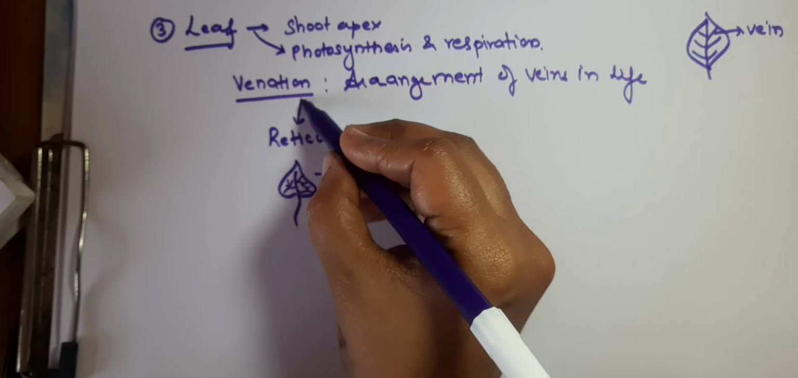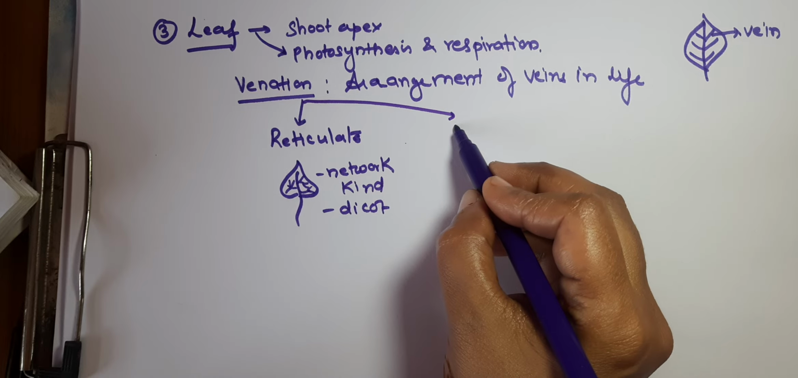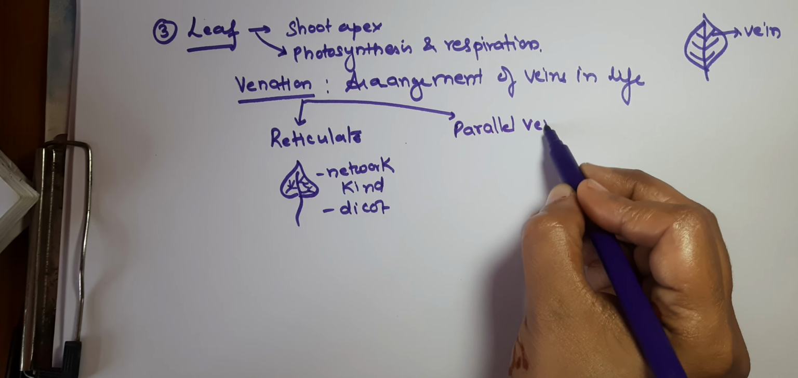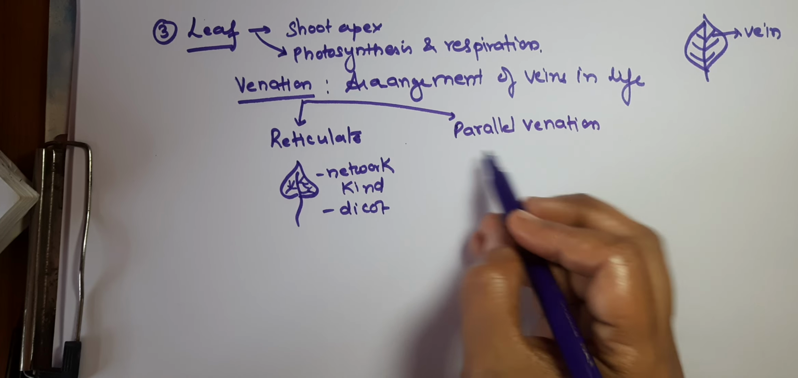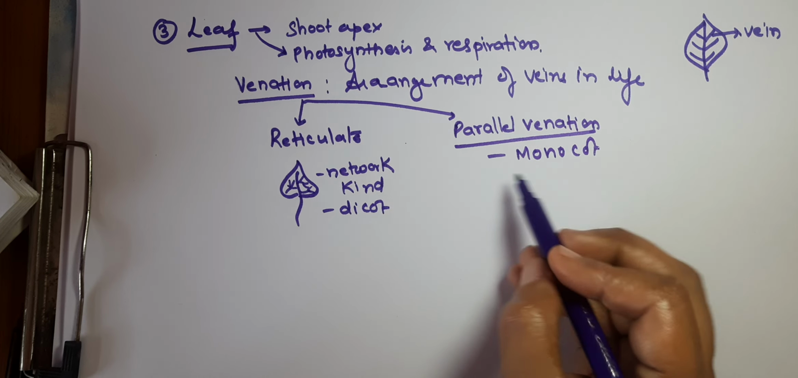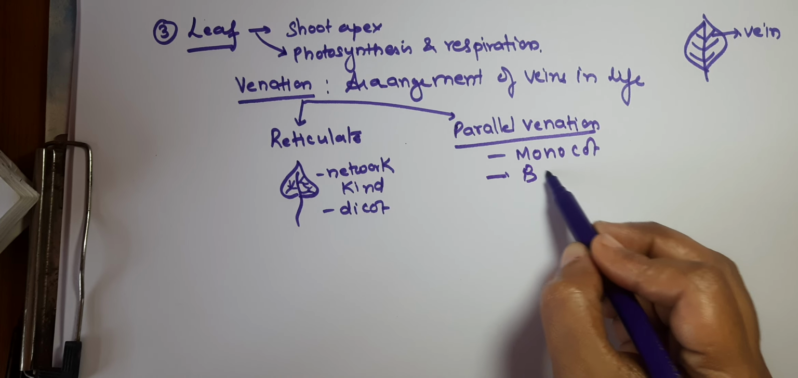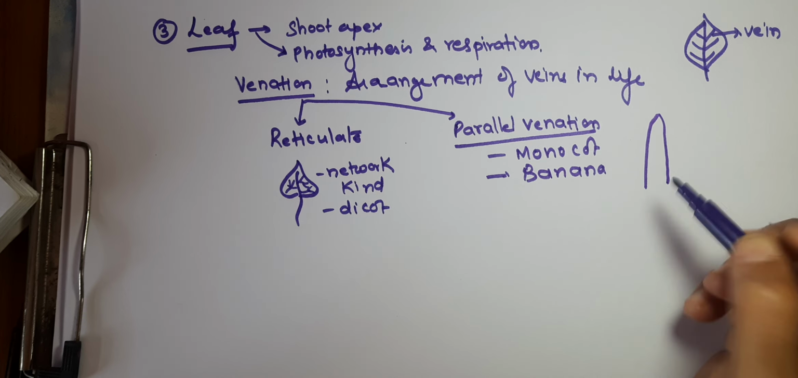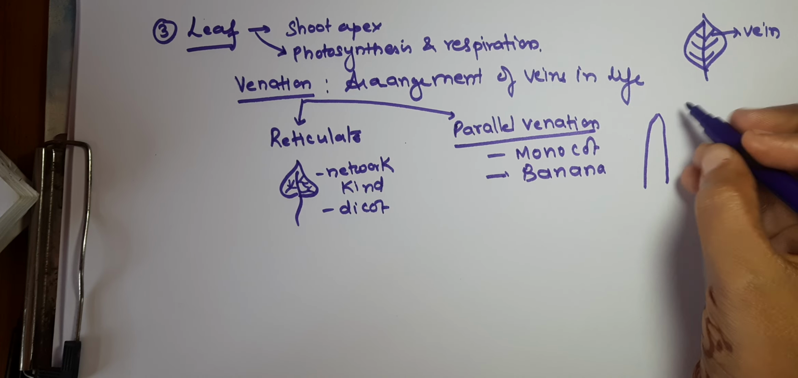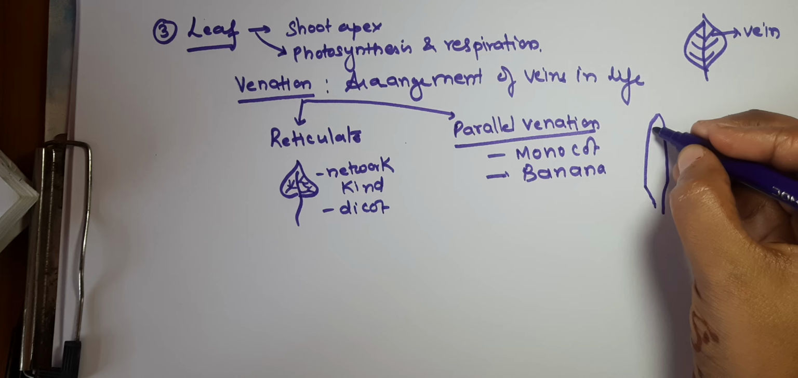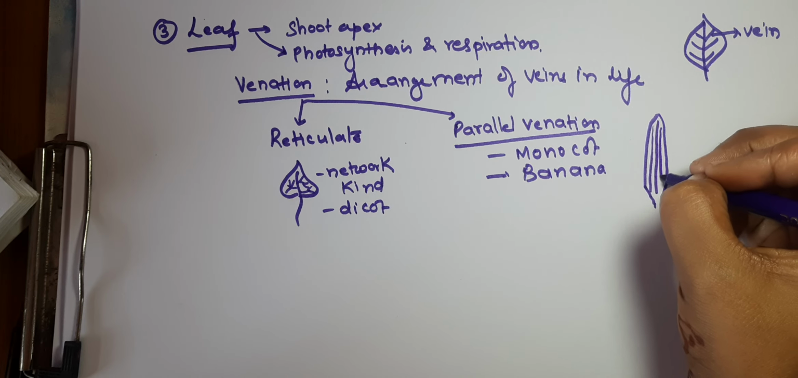Then the second type of vein arrangement is the parallel venation, student, and this is common in monocots and also observed in the banana. In this kind of venation, suppose this is the banana leaf, the veins will run parallel to each other like this.